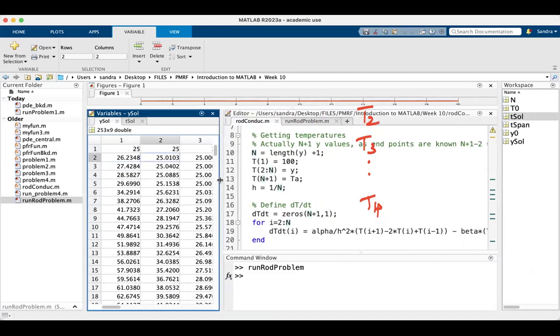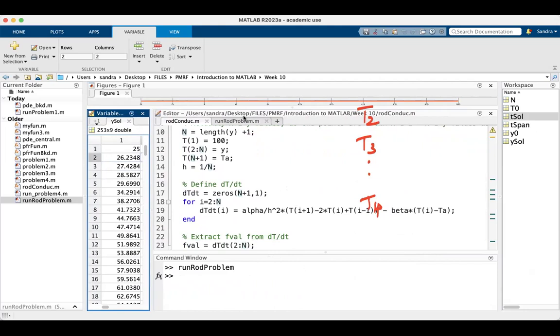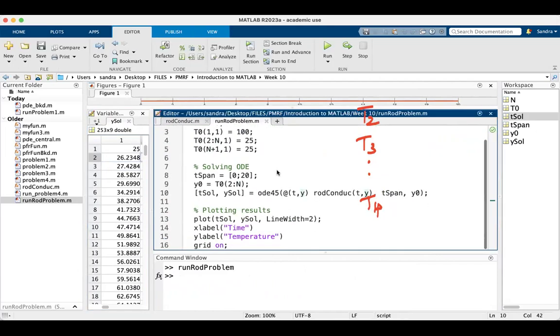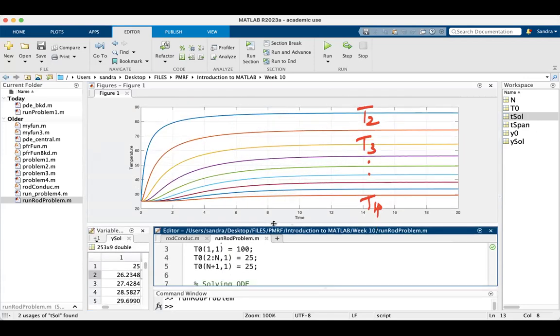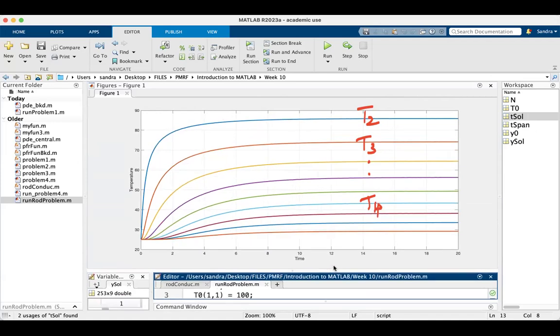Now, if I want to plot how the behavior is, what I can do is plot T sol versus Y sol. For every particular time, I'll see the temperatures. So the plot is like this. Here the time is changing, and every line corresponds to one particular position of the rod. So this is as time progresses from 0 to 20, and each line corresponds to one particular position of the rod.